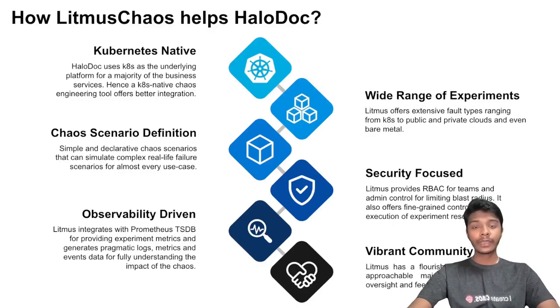Observability hooks. Halodoc relies heavily on observability both for monitoring application or infrastructure behavior. The stack includes New Relic, Prometheus, Grafana, Elasticsearch, etc. As well as for reporting and analysis, they use Allure for test reports and Lighthouse for service analytics. It was only judicious to choose a chaos framework that can provide with enough data to ingest in terms of logs, metrics, and events. Lastly, community support.